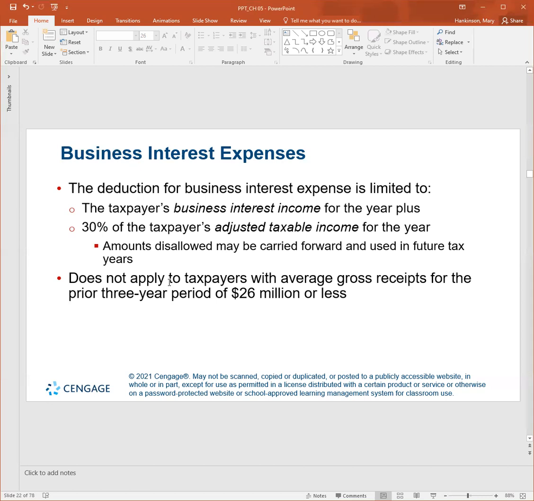So again, the deduction for business interest expense is limited to the taxpayer's business interest income for the year, plus 30% of the taxpayer's adjusted taxable income for the year. Amounts disallowed may be carried forward and used in future tax years. This does not apply to taxpayers with average gross receipts for the prior three-year period of $26 million or less.